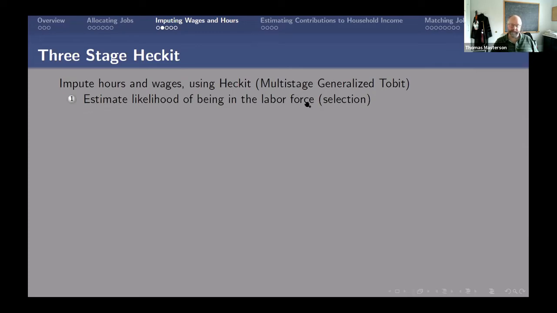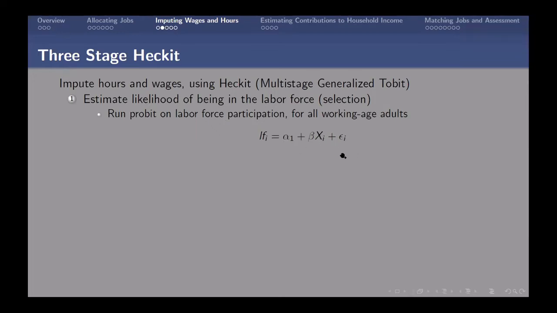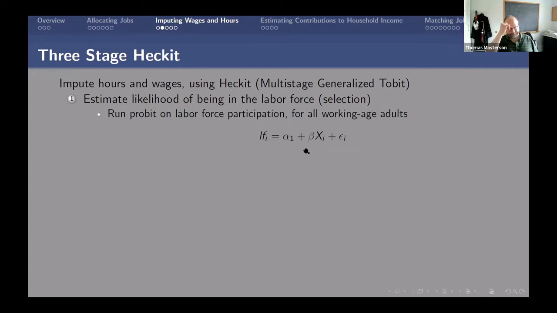So the first thing you want to do is estimate the likelihood of being in the labor force. So basically, you're testing for selection into the labor force. You run a probit on labor force participation for all working age adults, so for everyone. It would look something like this: there's a vector of characteristics X, a constant, and an error term. It's a little more complicated than this because it's a maximum likelihood estimation, using the probability density function, but that's the general idea. What you then do is predict labor force participation for all working age adults using the results, just like we did for employment just now.